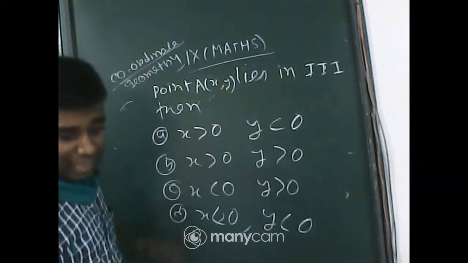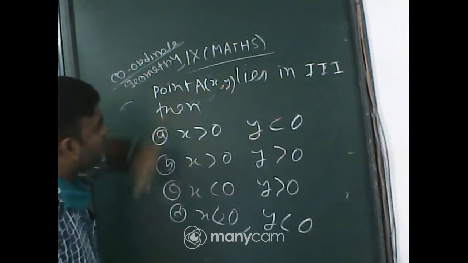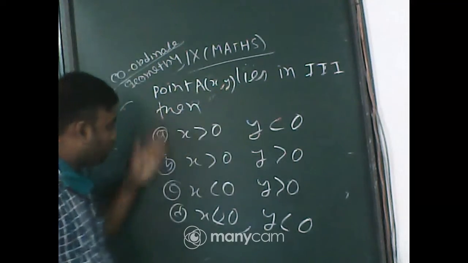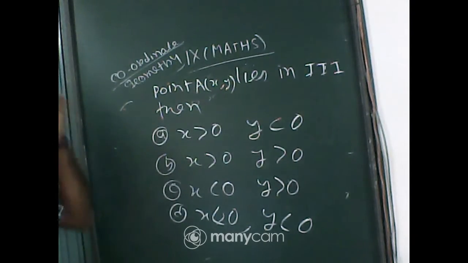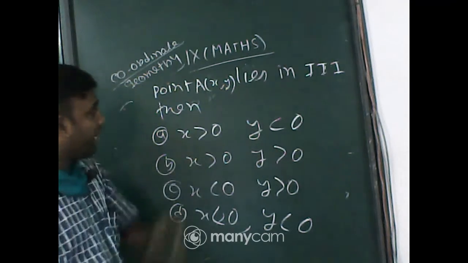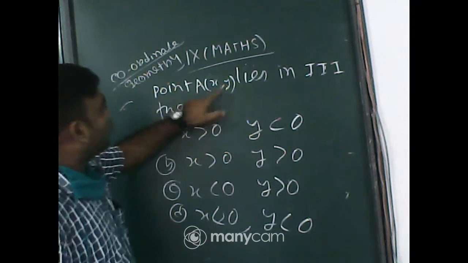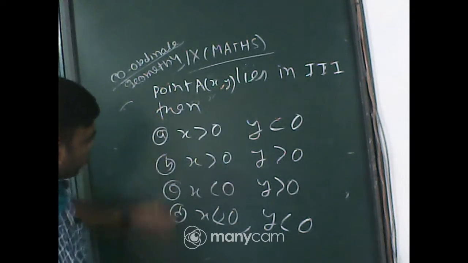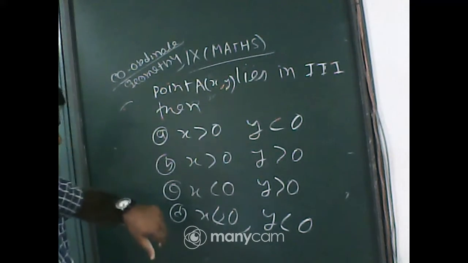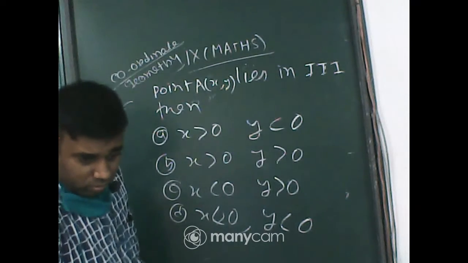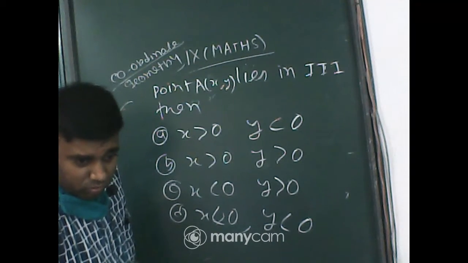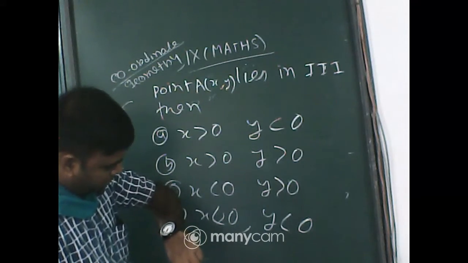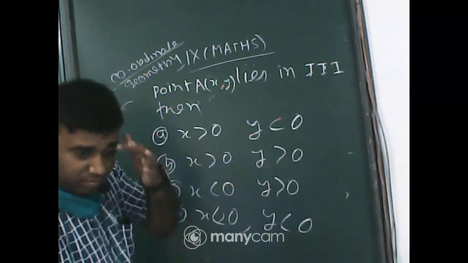Okay, listen carefully. Point A (x, y) lies in the third quadrant. Then which one is correct? Your time starts now. Again I am telling, point A (x, y) lies in the third quadrant. Then which option is right? Five seconds left.